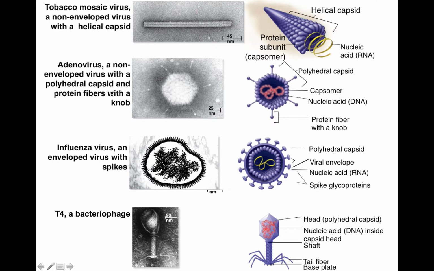Adenovirus is the virus that often causes the common cold. It's a non-enveloped virus with a polyhedral capsid and these protein fibers with these little knobbies on the end. And inside is DNA. Influenza virus is an enveloped virus, which means that it has a membrane derived from its host cell around it, and then a protein capsid on the inside, and an RNA genome as well.